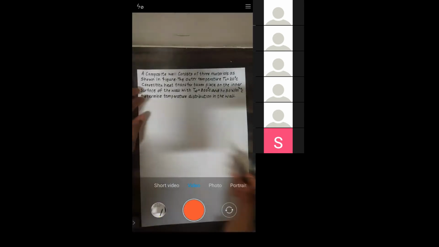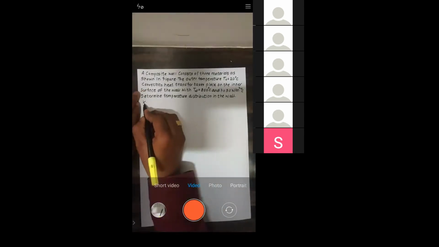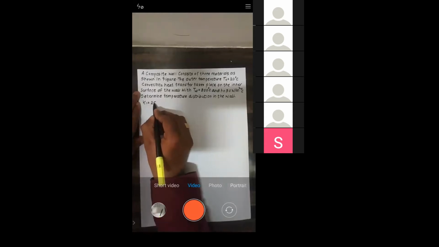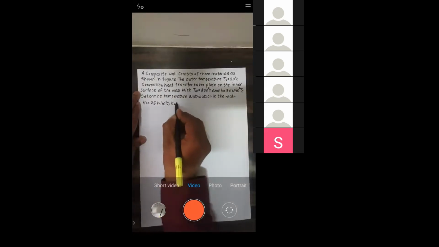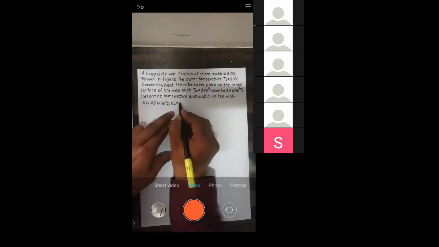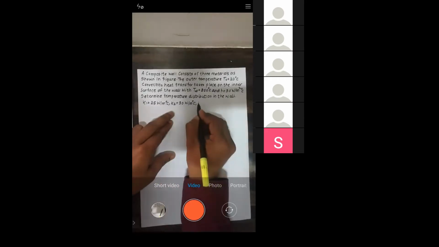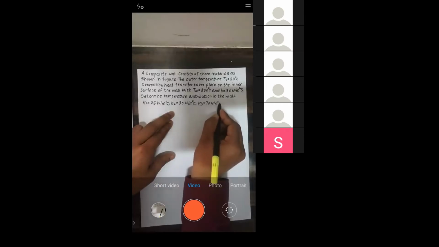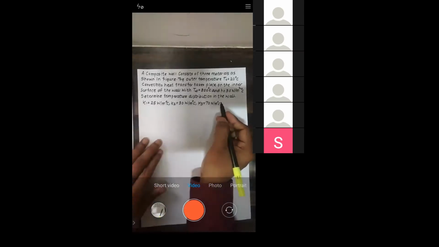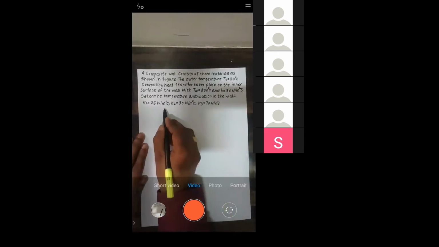See, all of you see, they have given these values. K1 they have given, 25 watt per meter degree Celsius. K2 they have given, 30 watt per meter degree Celsius. K3 they have given, 70 watt per meter degree Celsius. Okay, and after that they have given this diagram.